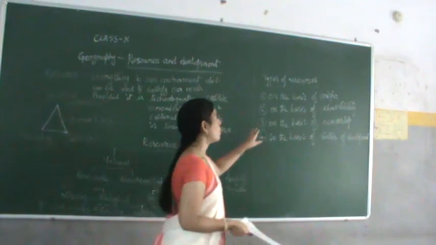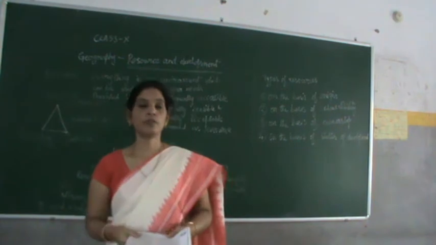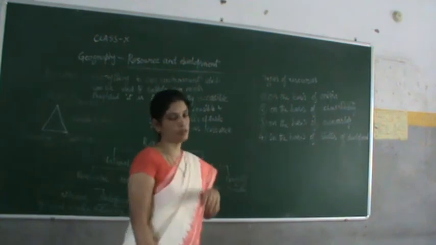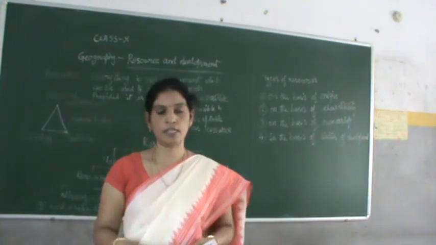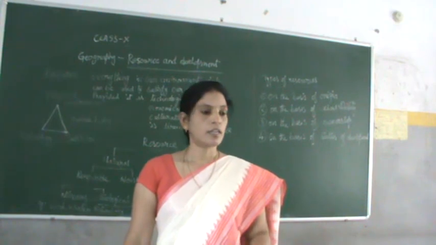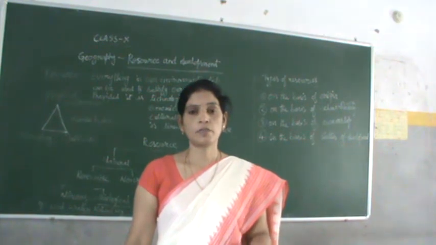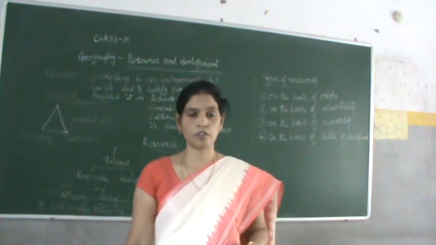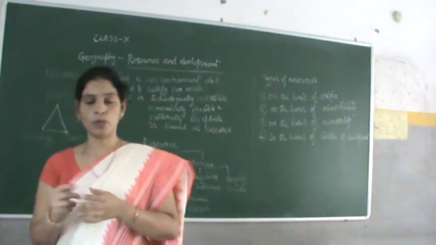Then coming to the basis of ownership. So resources are again divided into different types. On the basis of ownership, first the individual resources, the resources which belong to an individual person. Take the example, a farmer generally says that this land belongs to me, or in rural areas the farmers generally have this sort of concept saying that this land belongs to me. In urban areas people say that this plot belongs to me, this house belongs to me. It means that the particular resource belongs to an individual person.